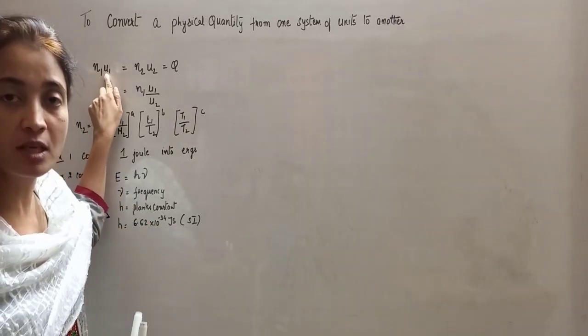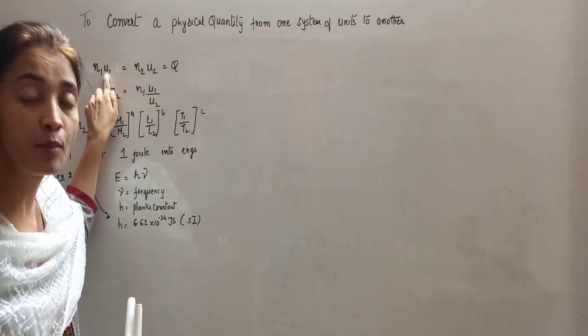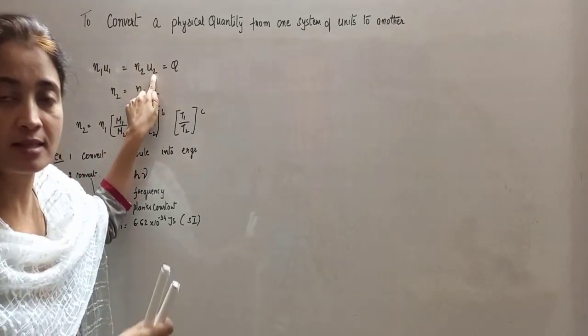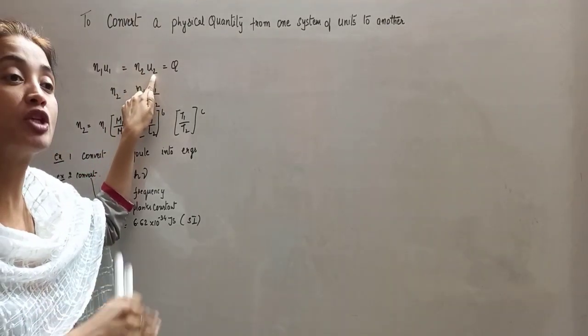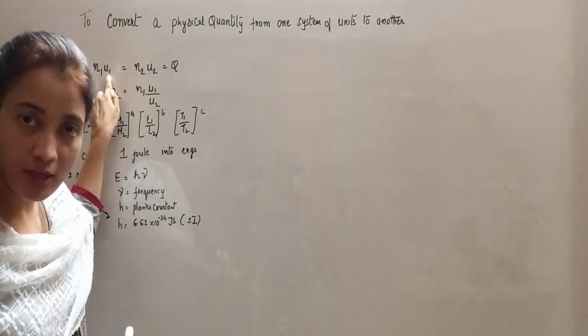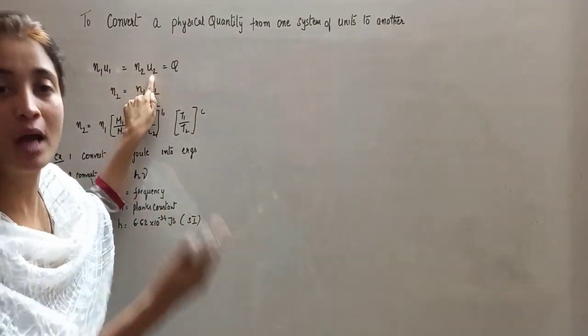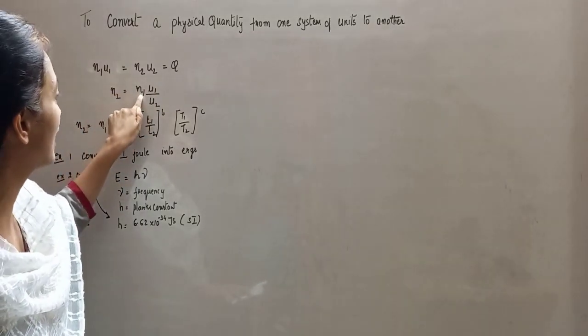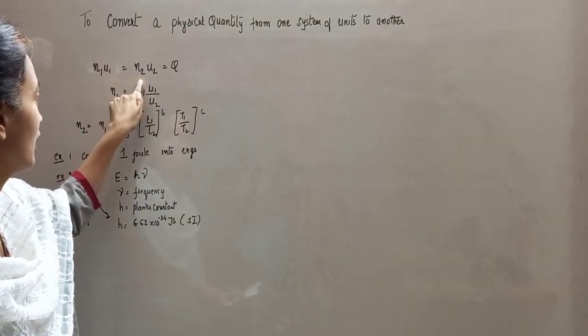U1 is the first system of units. First means the system of units which is given to us. U2 is the second system. Now what is the second system? That in which we have to convert. U1 is given to us, U2 is the one in which we have to convert. So N2 will be equal to N1 U1 upon U2 from here.